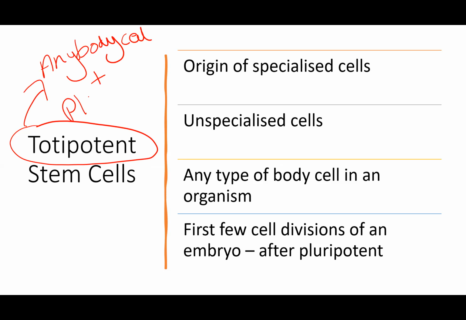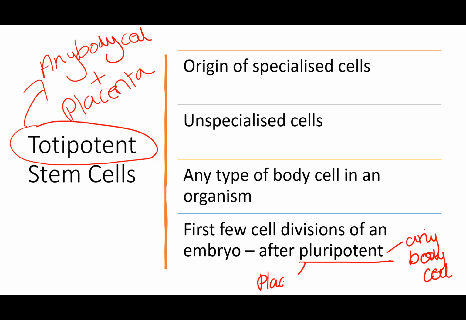plus a placenta, cells that we need for a placenta. And then after those first few cell divisions of an embryo, they become pluripotent, and that is any body cell. Again, any body cell, but this time not the placenta. These cells cannot form a placenta.